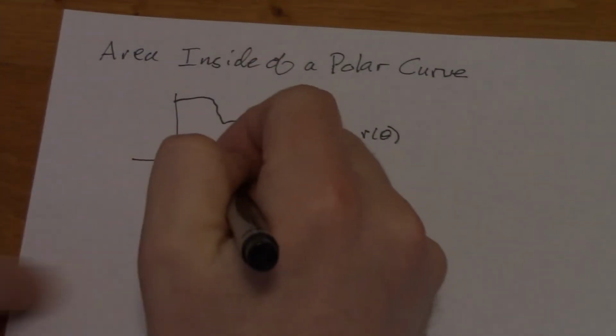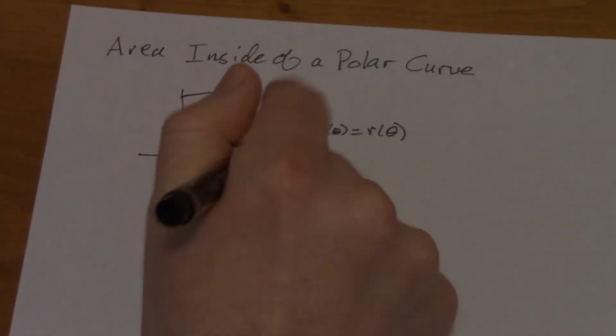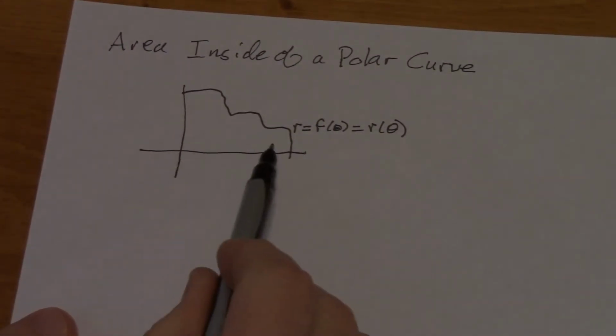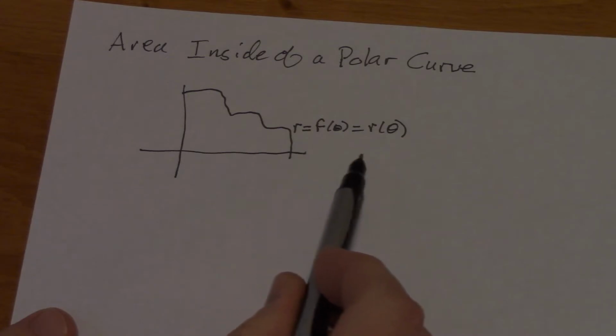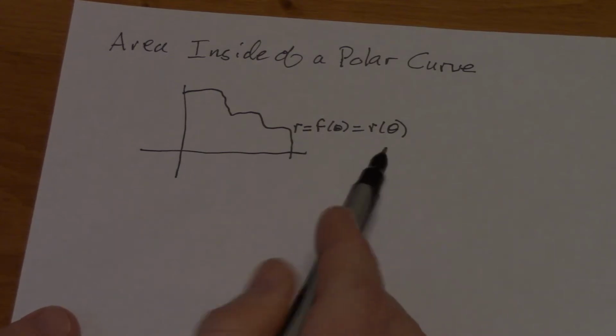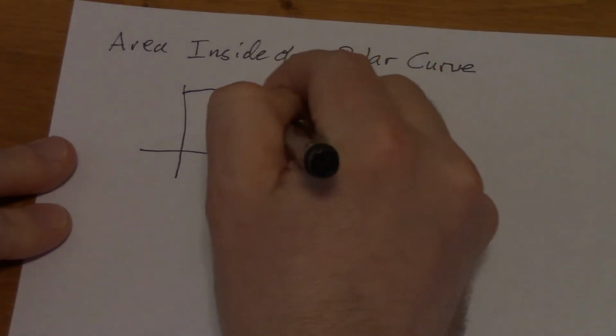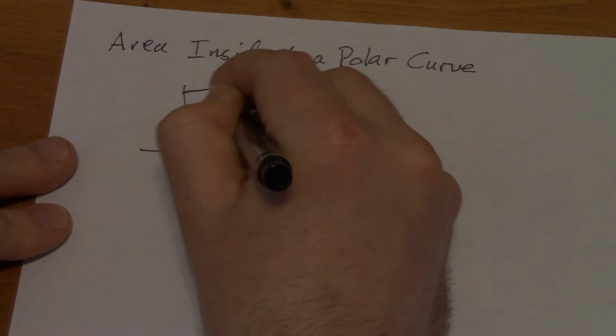Today, class, we're going to talk about the area inside of a polar curve. So we have this curve here. I'm just going to say in the first quadrant, but it's r equals f of theta, which I'll just refer to as r of theta. So the first thing is you partition off your curve like so.